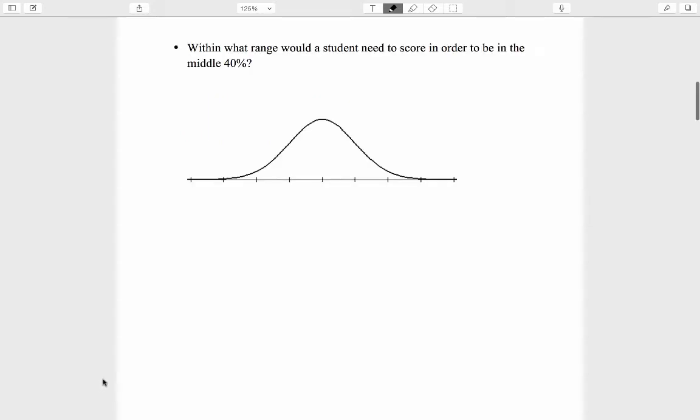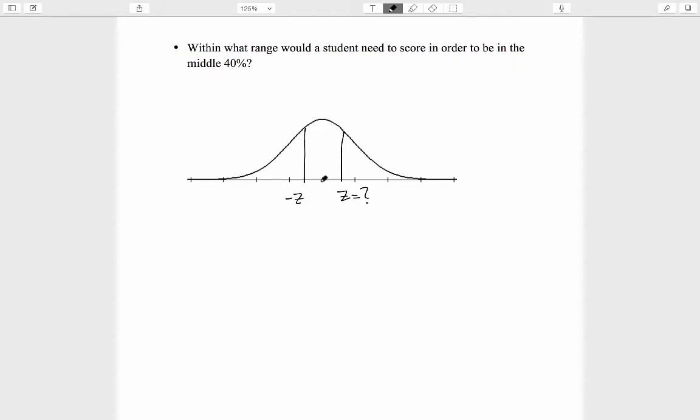Within what range would a student need to score in order to be in the middle 40%? As always, we start with a picture. There is some region in the middle here that contains 40% of all the scores. It has a lower bound and an upper bound. That upper cutoff is some unknown value z. That means that the lower cutoff for this range of scores is negative z.